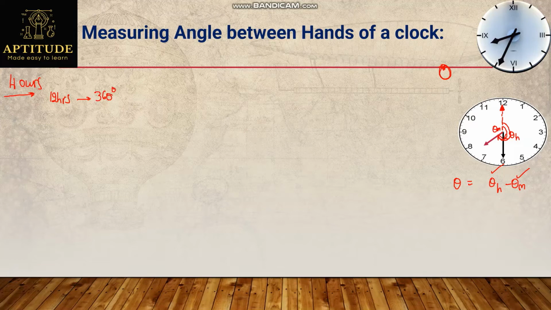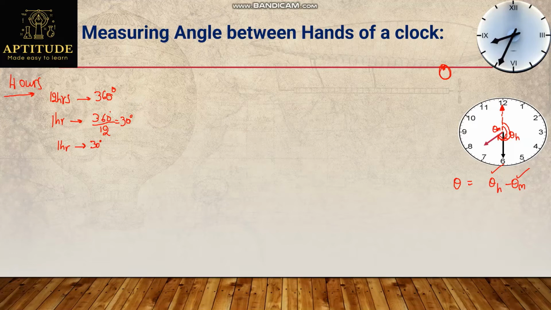Right? Obviously. And here how many hours has it finished? 7.5 hours. It is not exactly 7 hours, it is 7.5 hours. So first of all, I need to find out for 1 hour how many degrees it will cover. For 12 hours, it covers 360 degrees. For 1 hour, it covers 360 by 12, that's nothing but 30 degrees. So the angle covered by the hours hand in 1 hour will be 30 degrees.